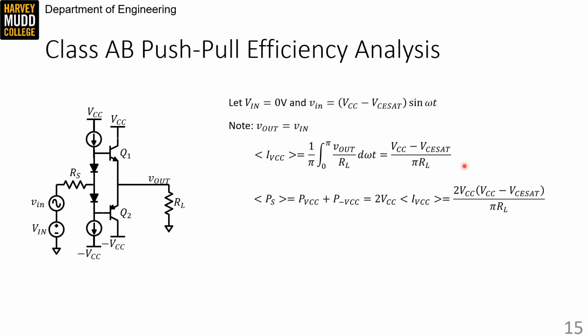The power pulled from the supply is the power pulled from VCC plus the power sunk into minus VCC. And I've written that out here. The power pulled from VCC is VCC times this time average current. And the power sunk into minus VCC is an exact symmetrical process, where we have current going into minus VCC through Q2 during the half cycle from pi to 2 pi. So we can write this as 2 VCC times the time average IVCC, and overall that comes out to this expression.